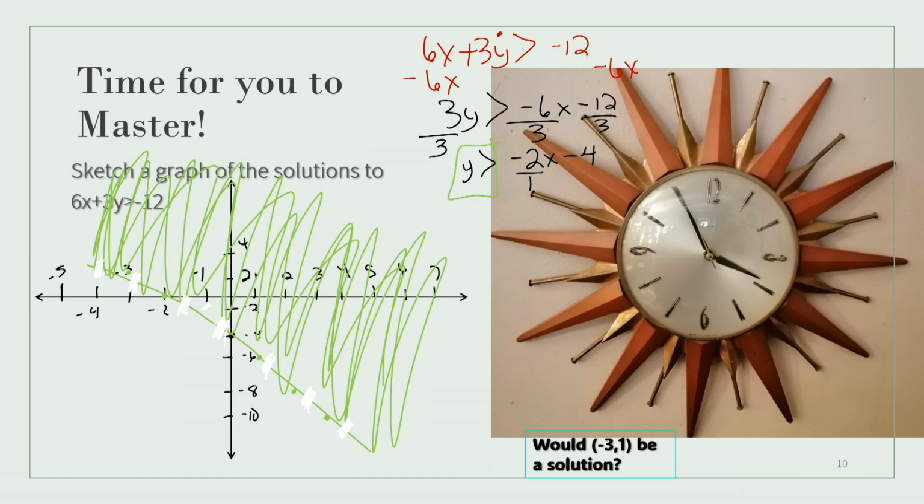Now, the bottom question says, would negative 3, 1 be a solution? So let's go ahead and look at negative 3, 1. I'm going to go ahead and label it in red. So I go to negative 3 and go up to 1. Negative 3, 1 is going to be about right there. That's why I put it in red. It is not on the line, or it is not in the shaded portion. So I would say no. No, it would not.